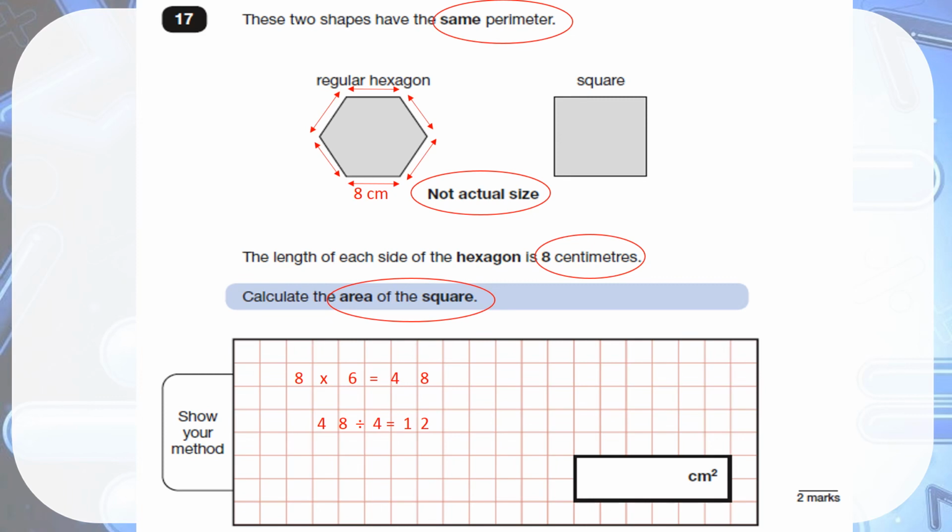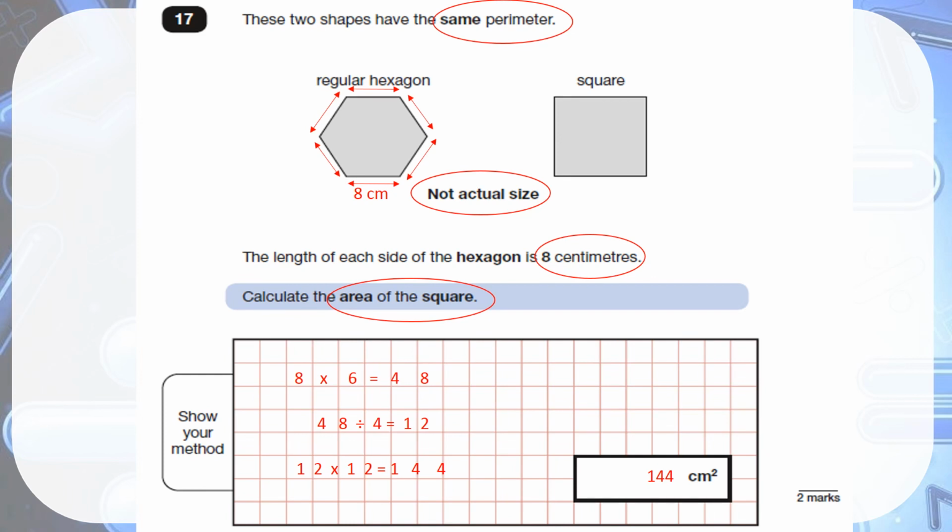Okay, so what we need to do now is find out what each side of my square is. Now I know both shapes have got the same perimeter, so that means that both the hexagon and the square will have a perimeter of 48 centimetres. Now the way that I can find out each length of my square is by dividing 48 by 4, because there are 4 equal sides on my square, which means that each side of that shape is going to be 12 centimetres.